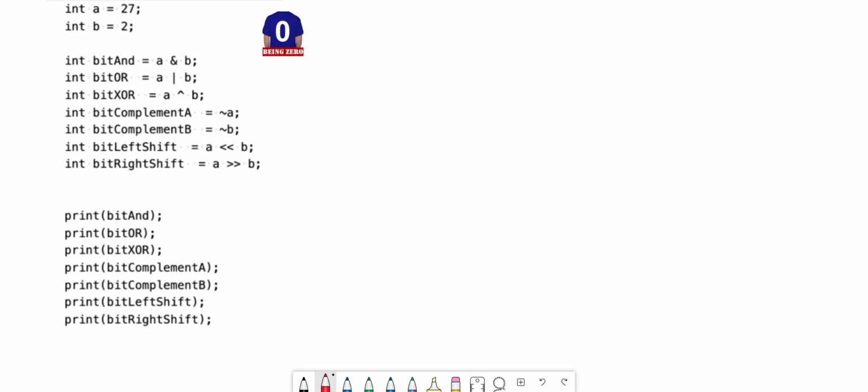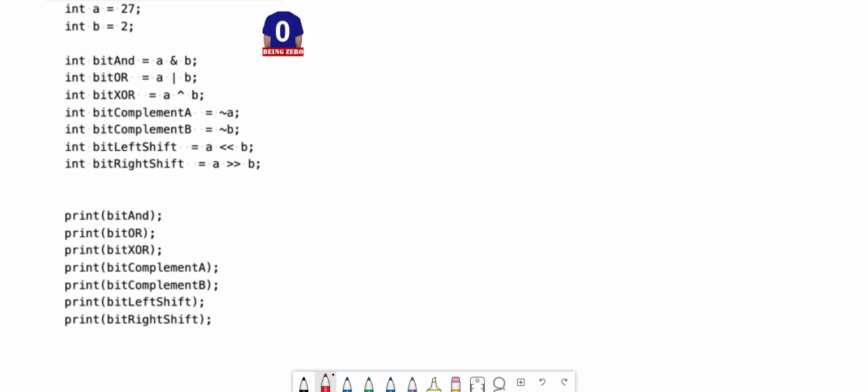Let's begin and talk about this question of the day. This was about bitwise operators, and we have two variables a and b. So a is 27, b is 2. That is what we are seeing over here. What we will first do is convert them into binary form, because the way bitwise operators work, they treat the numbers in binary form and then they work.